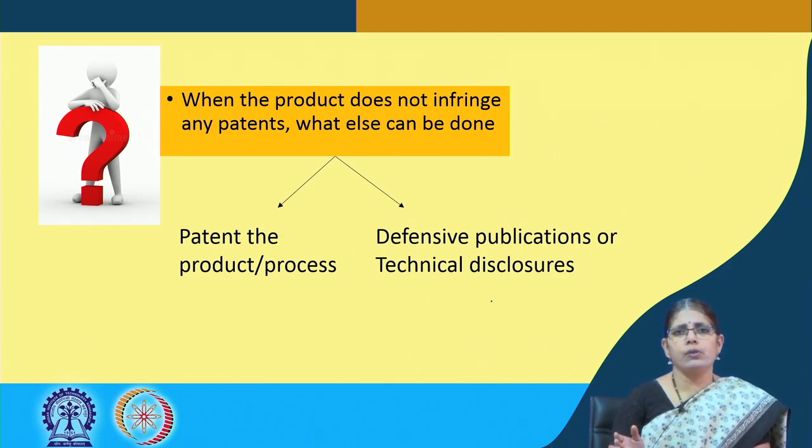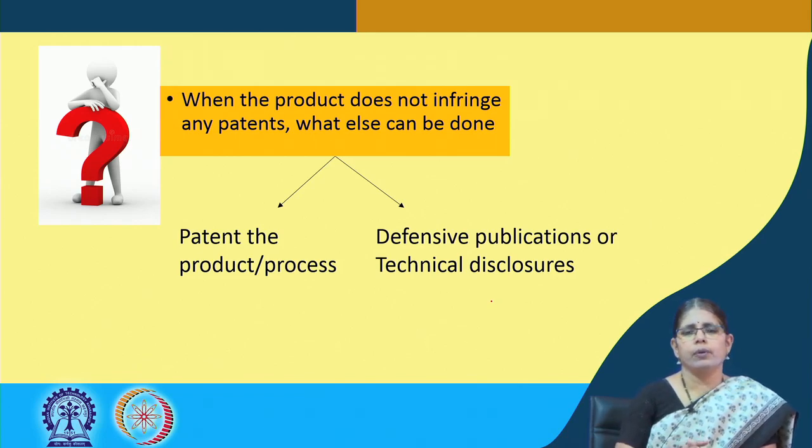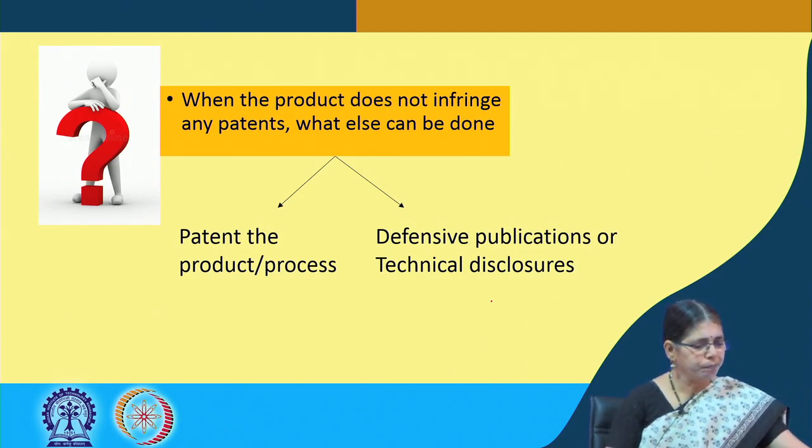It prevents others from filing IP in relation to it. So, you are effectively, if you are not able to take the IP, you are blocking others from taking the IP. So, this is how the two options appear whenever you find the scenario where the product is not infringing on the patent. So, these options are available.